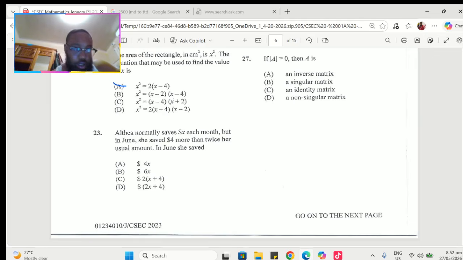Alright, so let's see. A, no, that's 4 times the usual amount. B, no, that's 6 times the usual amount. C, no, because that is 2 times x, that's 2 times the amount, and plus 4, but that plus 4 is being multiplied by 2 as well, so that will actually be 4 2s are 8. So that will be 8 more than twice our usual amount. That can't be it. D is correct. 2x plus 4. This will be 2 times the original amount plus 4. So it's $4 more than 2 times the original amount. D.